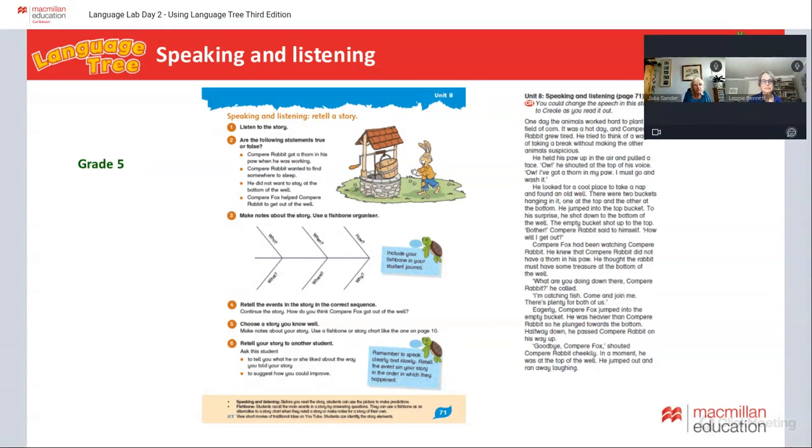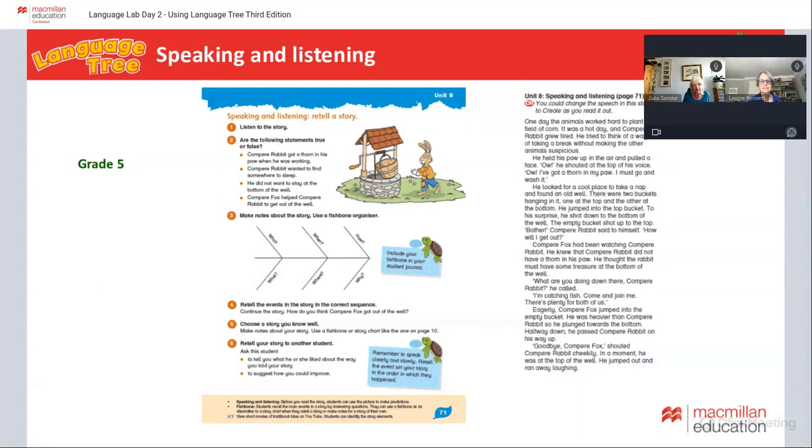And then they have to retell it in the correct sequence using the planner, the fishbone organizer. And they have to give an end. They don't hear it, they have to work out how the rabbit leaves the fox in the well and goes away laughing. And we ask the students to finish the story by saying how the fox got out of the well. And then the final outcome of that is that students choose a story that they know well, and they plan it on a fishbone or a story chart. And then the outcome is that they retell their story to another student.